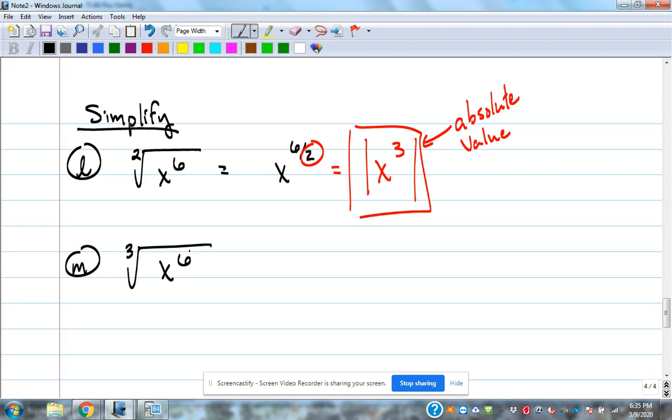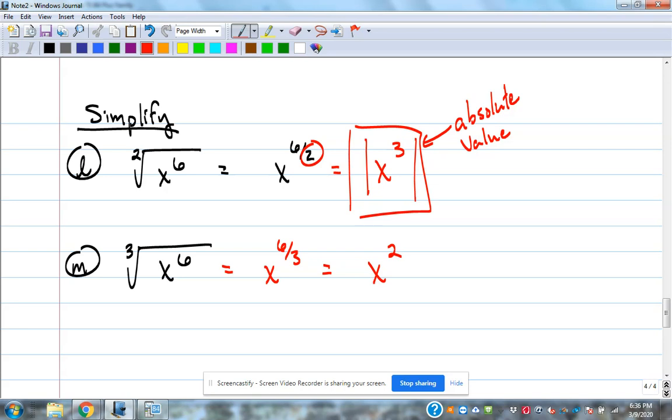So we've got the cubed root of x to the 6th. Rewrite that as a rational exponent, it'd be x to the what? 6/3, which reduces to be x to the 2nd power, right? 6 divided by 3 is 2. Now, does this one need absolute values? No, because the denominator on the fraction is what? Odd. And it doesn't matter what happens there.